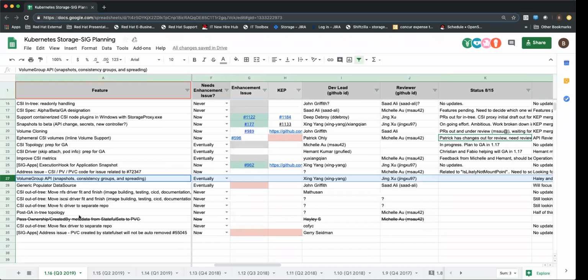Okay, so our next one, volume group API, the snapshot consistency groups. I don't think, is he on the line that can speak to this? I'm guessing it's no, I was not in those conversations at this point. Thanks. Yeah, there's no updates here yet. Okay.